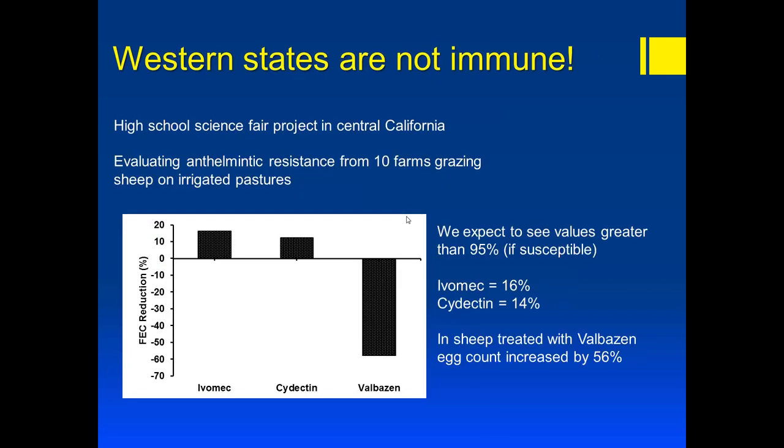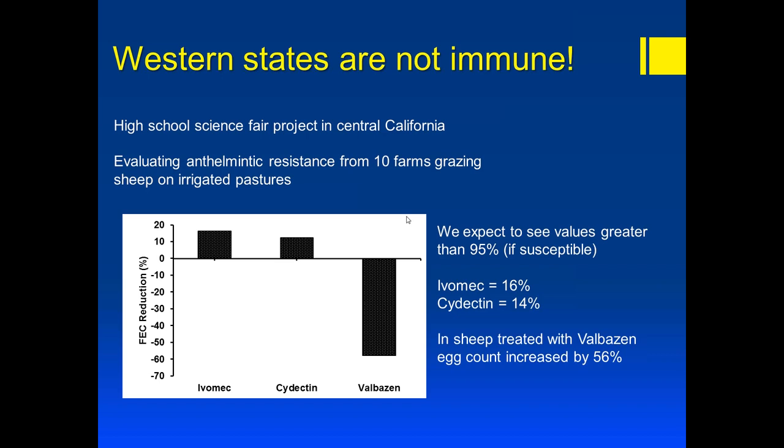Now, if you're thinking that you're in the Western United States and this stuff isn't happening out there, I would just be a little bit cautious about a statement like that. I have a friend, one of my friends from my college judging team, who is a high school ag teacher in Escalon, California, and she calls me from time to time to ask me to help with some science fair projects. So we did a study looking at anthelmintic resistance on 10 farms in the Escalon area of Central California, grazing sheep on irrigated pastures. Each of the farms was using different dewormers.